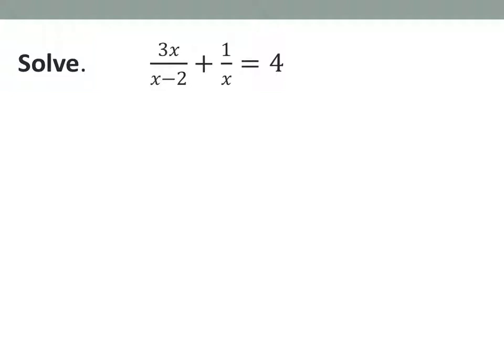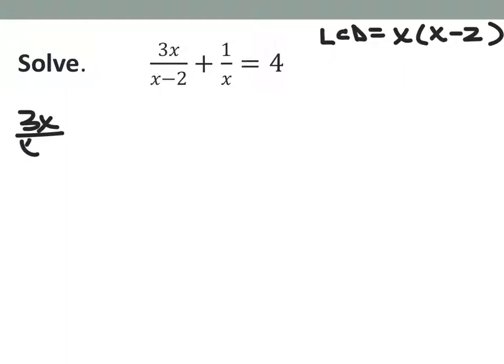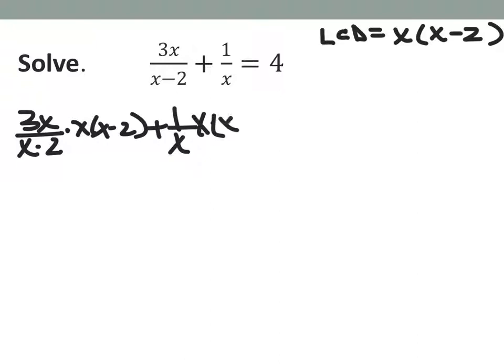This one's a little more complicated, and it's a little more complicated because the denominators are different. And so what we want to do is multiply through by the LCD, and this LCD is x times x minus 2, everything from both of those denominators, because neither of them have repeated factors in them. So we're going to have to take the first term, multiply it by the LCD, take the second term, multiply it by the LCD, and then that right-hand side and multiply that by the LCD.